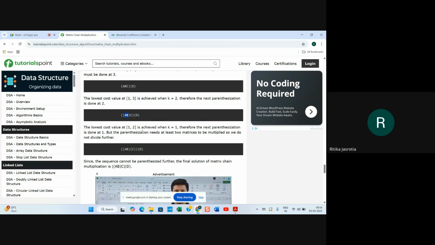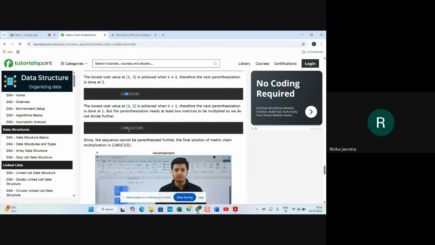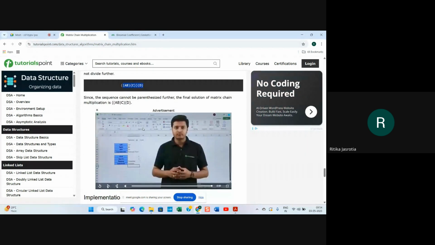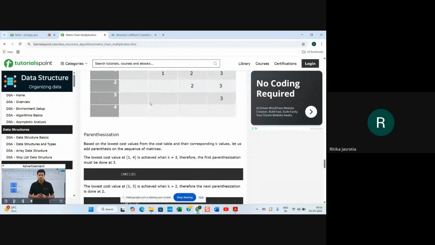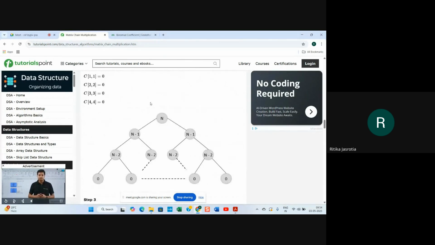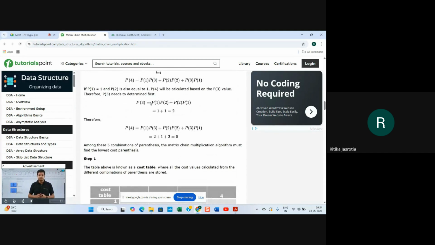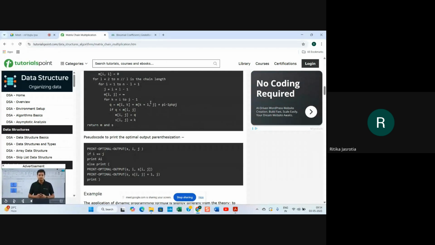And when k is equal to 1 at 1, 2, you cannot keep a parenthesis, because at least two matrices must be multiplied. So the final result should be this only. There is no further division of the parenthesis. This is the final solution of the matrix multiplication. This is what they are telling, right? This is how they find out where the parenthesis will be there and how it will be multiplied.